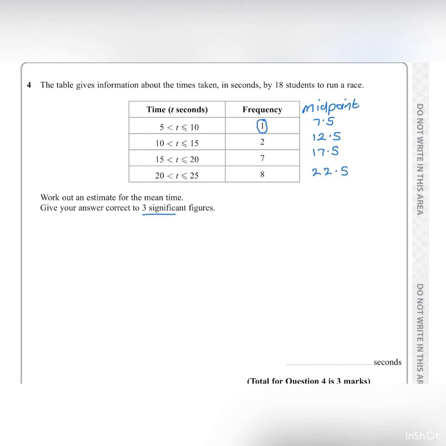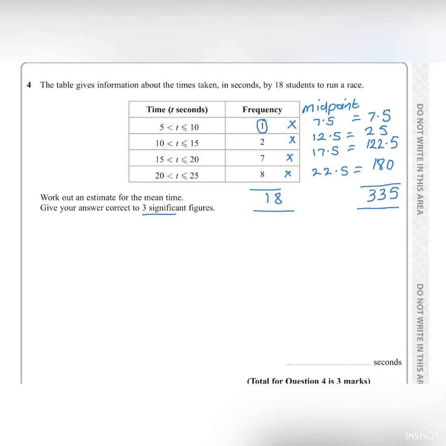So one person completed between that time, so times by the frequency, each of these midpoints, and write your answers out here. And that will give us the total time. So we will need to add all those values together and then divide by the total number of students, which were 18. Okay, so let's work that out.